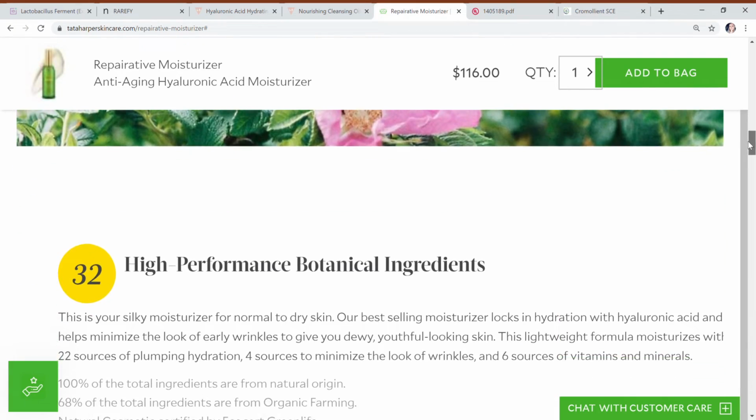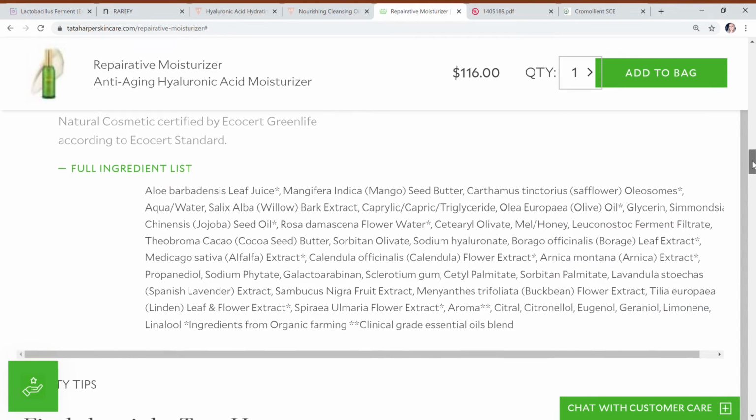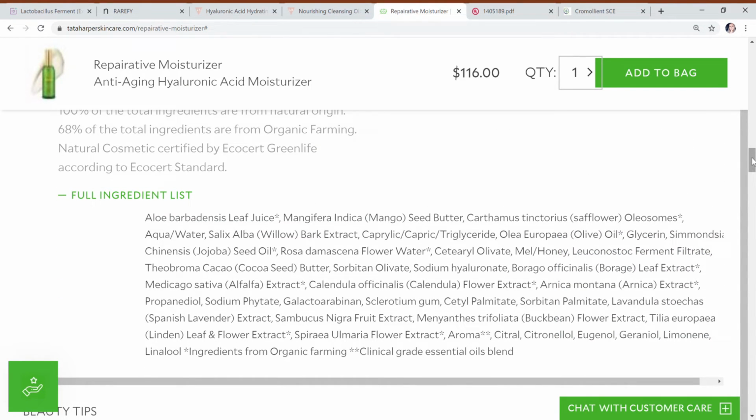And we're going to scroll down here to the ingredient list. I've zoomed it in quite a bit so we could read it a little better. And you can see this is quite a longer list than what we've looked at yet. So we're going to really go in and look at this ingredient list and figure out what's in it.